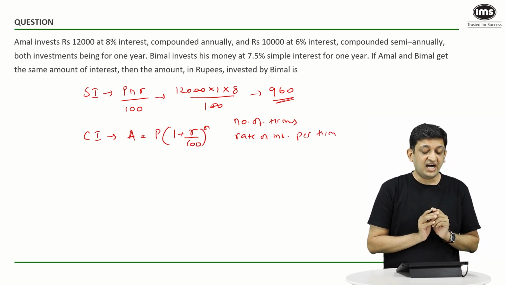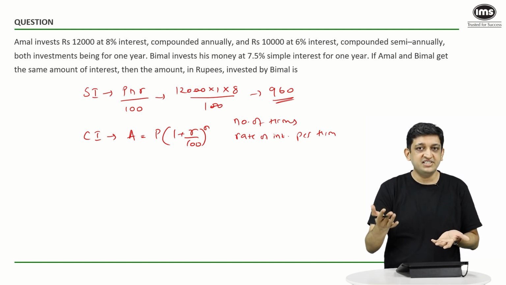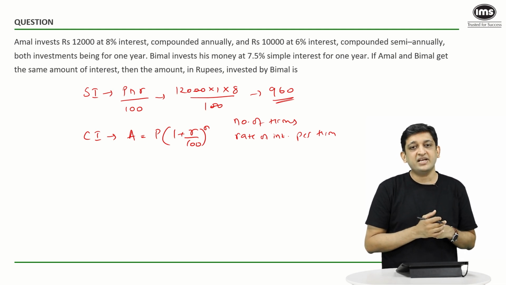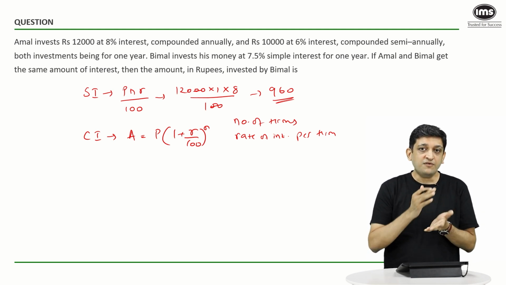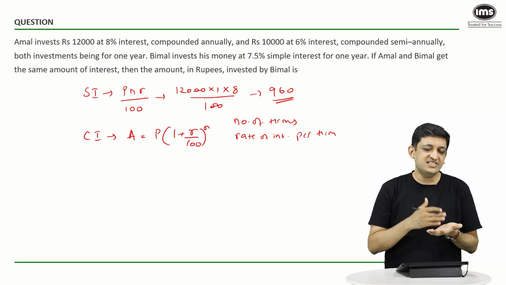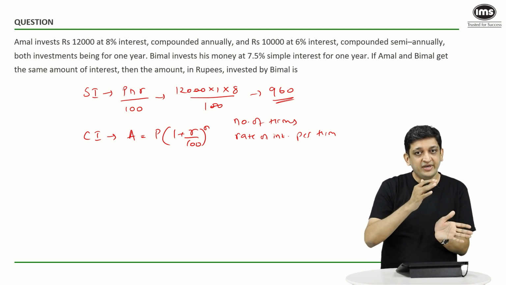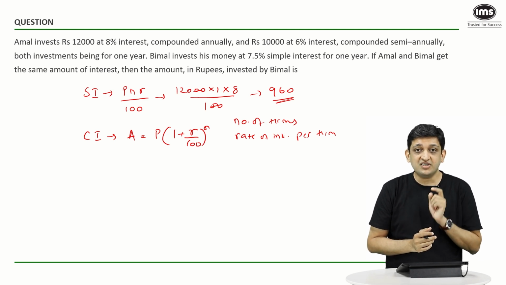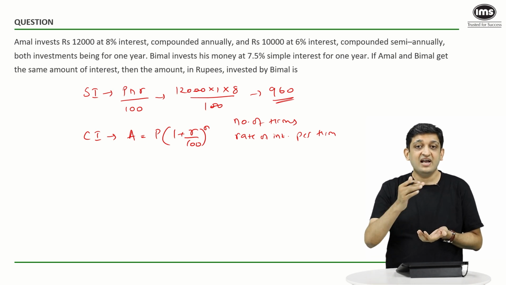In this case, we are compounding it semi-annually. What do you mean by semi-annually? Semi is half, annual is year. So every half a year, your interest will keep on accumulating and being absorbed back into the principal. There are going to be two pockets of 6 months each because Amal is staying invested for 1 year and every 6 months compounding is happening. So first 6 months, next 6 months, there will be two terms. What is the rate of interest per term? It's going to be 3% because 6% is the rate of interest annually.